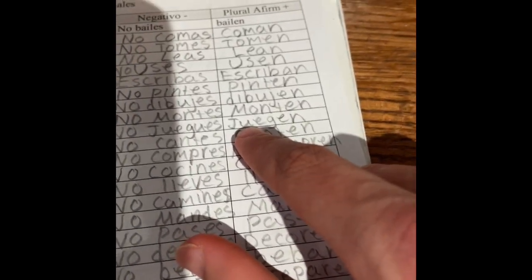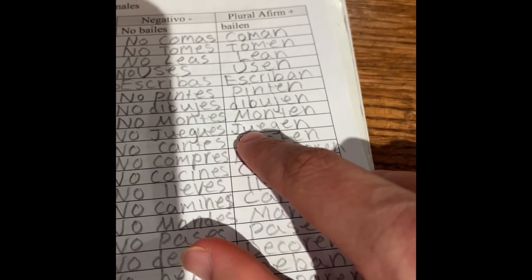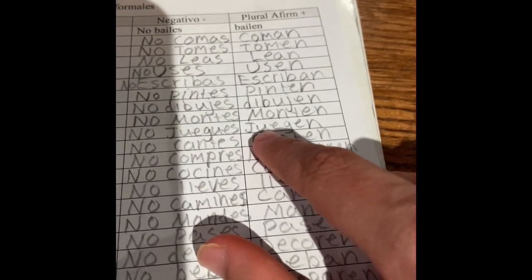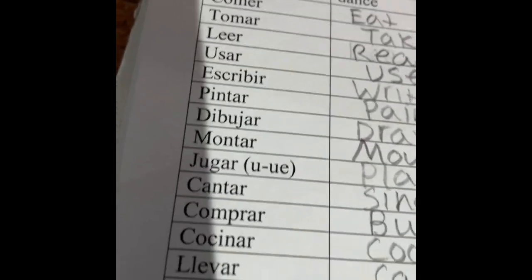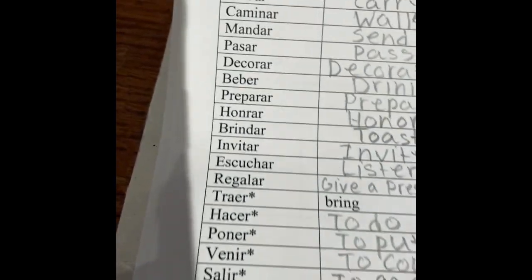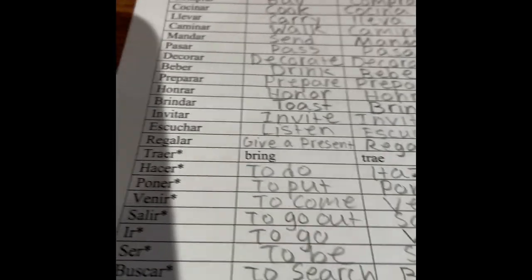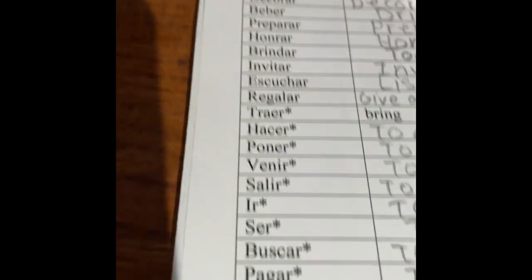And I'm pretty sure the plural form is jueguen. I don't know. Let me know if I got that one wrong, but I'm pretty sure that's the plural form. Okay, so that's jugar. And now the rest I want to talk about are down here.